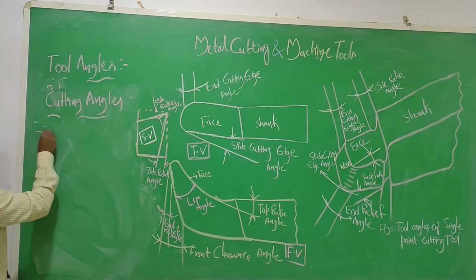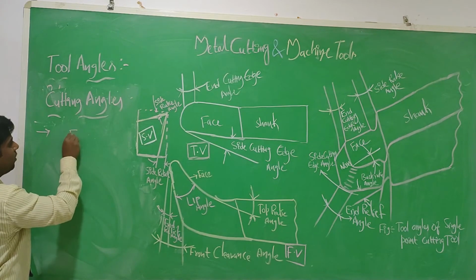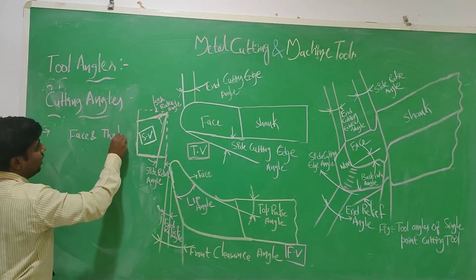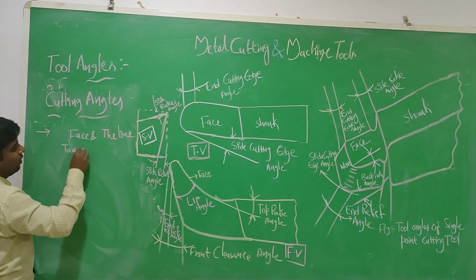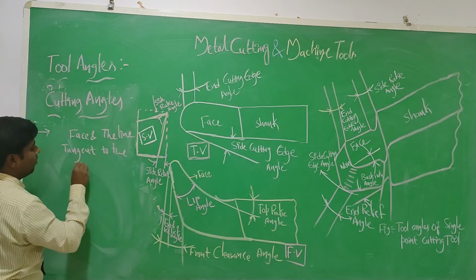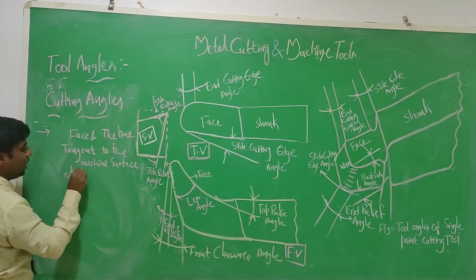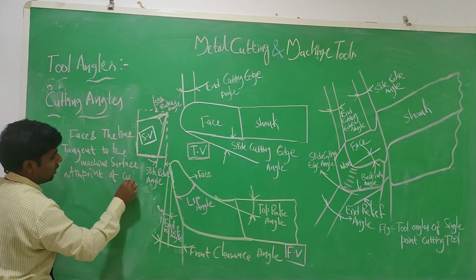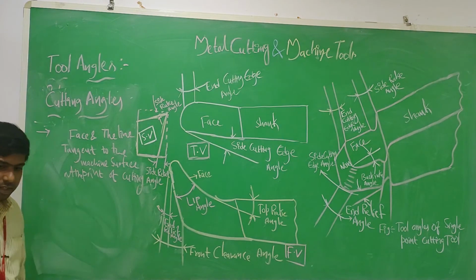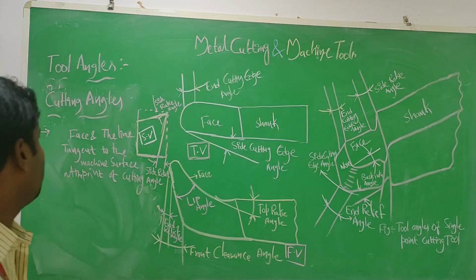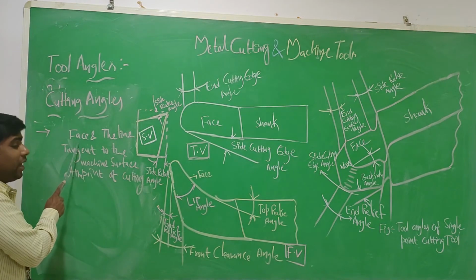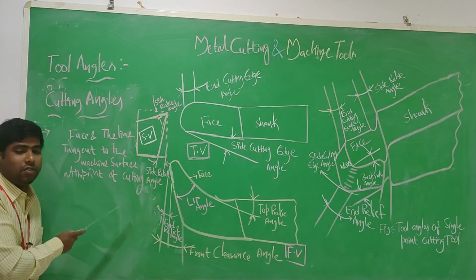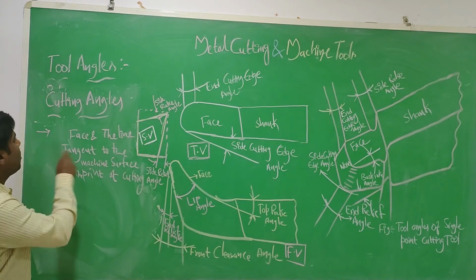Cutting angle means it is the angle between the face of the tool and the line tangent to the machined surface at the point of cutting. Point of cutting means nothing but the point at the cutting edge. So what is a cutting angle? It is the angle between the face of the tool and the line tangent to the machined surface at the point of cutting, that is, at the cutting edge. So that is called cutting angles.